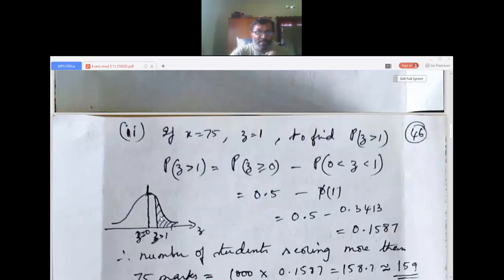P of z greater than 1, see the shaded portion. So how to calculate it? Complete area of one side of the curve is 0.5 as standard. Total area of the curve is 1. This side 0.5, this side 0.5.